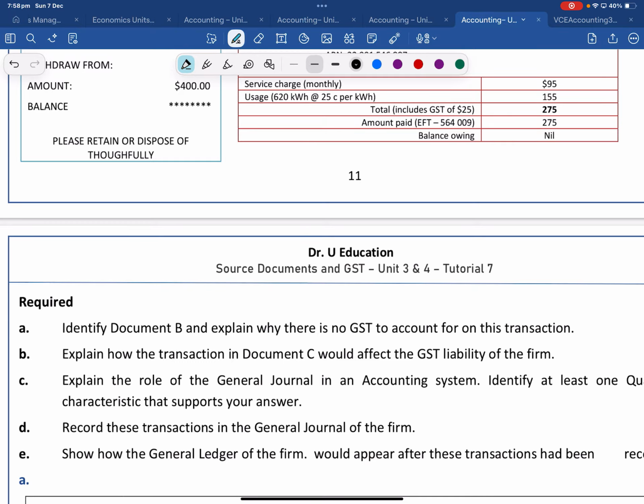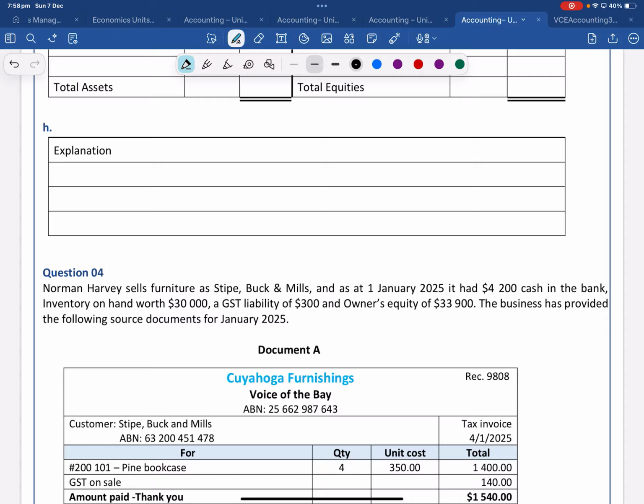It just says owner's equity 33,900. We need to divide that between expenses and capital, because it doesn't say they have this amount of capital. It doesn't say. It just says they have. Yeah, capital. It says so at the beginning. No, it just says owner's equity.